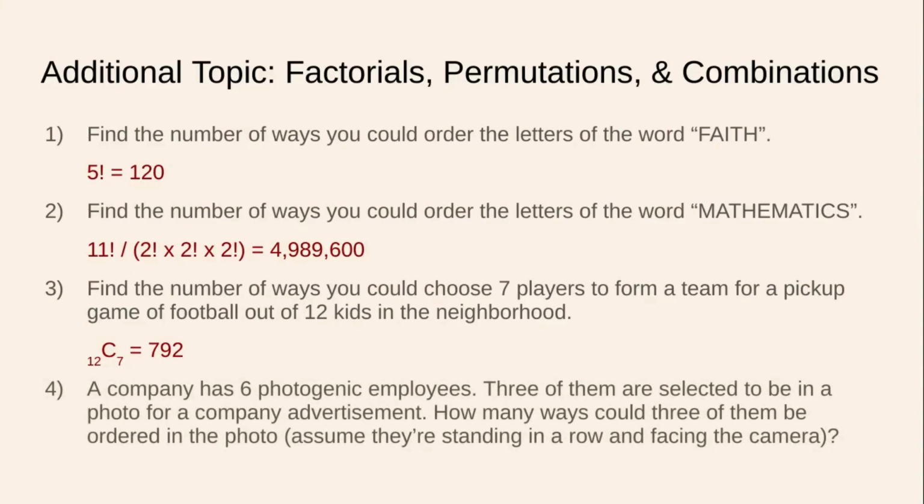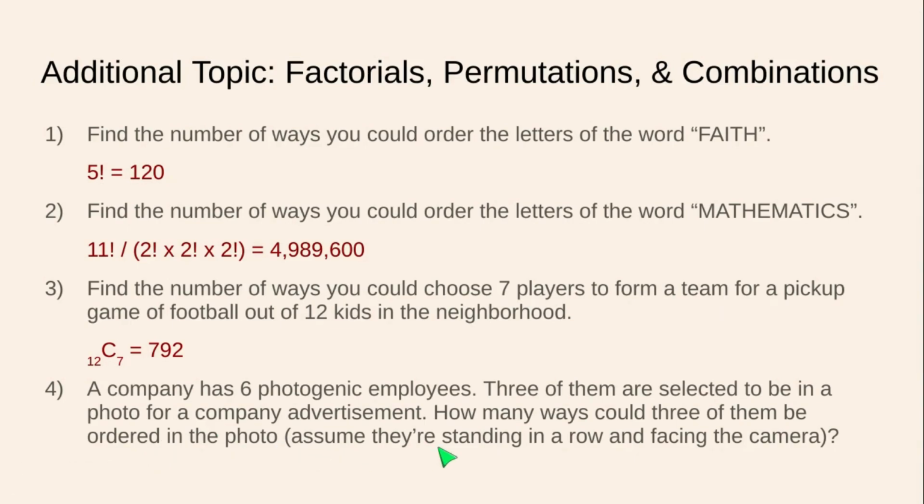A company has 6 photogenic employees. 3 of them are selected to be in a photo for the company's advertisement. How many ways could the 3 of them be ordered in the photo? And there's a key word right there, if there ever were one. Ordered. So order does matter here. We're not simply choosing like we were before. We are ordering people. It means the order matters, all right?